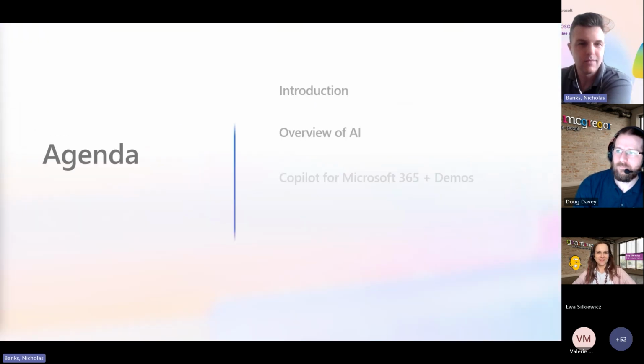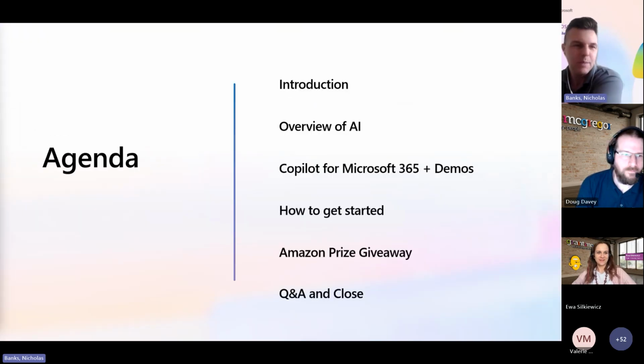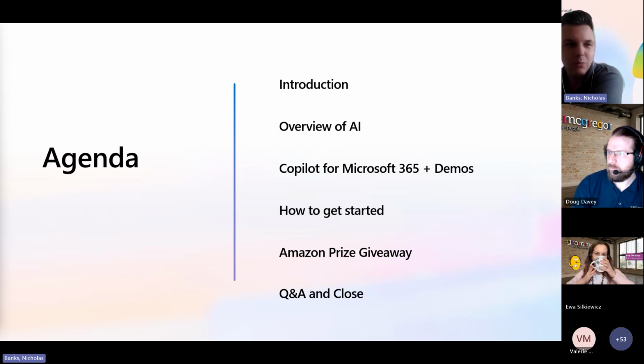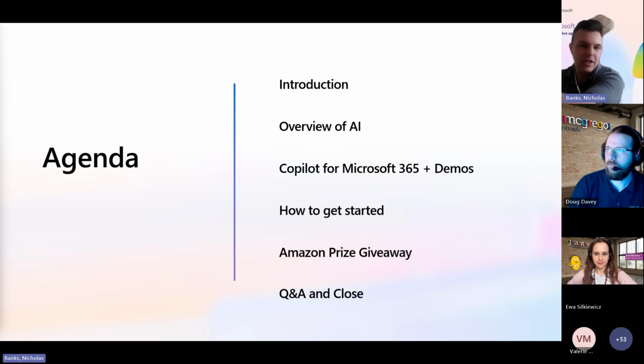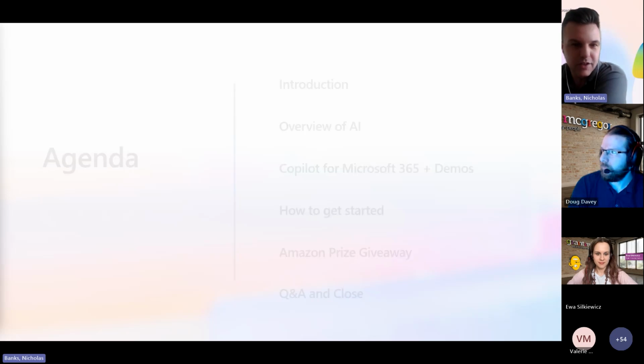Thank you, Doug. Thank you, Eva. So before we get into the good stuff, when Doug's going to show us the product in action, we're just going to go through a brief look at AI and where we are today. And then we're going to get into that product, that Microsoft 365 Copilot tool. When we finish those demos, we're going to look at how you can get started with Copilot and then things that are recommended to ready your business. And then at the end, as Eva's already mentioned, we're going to do our Amazon prize giveaway and answer any questions that we've got. So with that agenda being covered, let's dive right in.